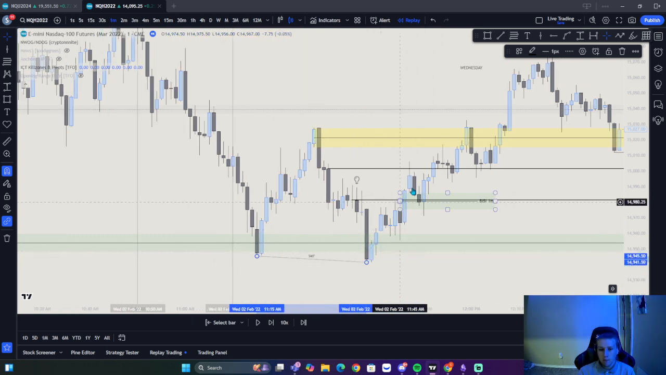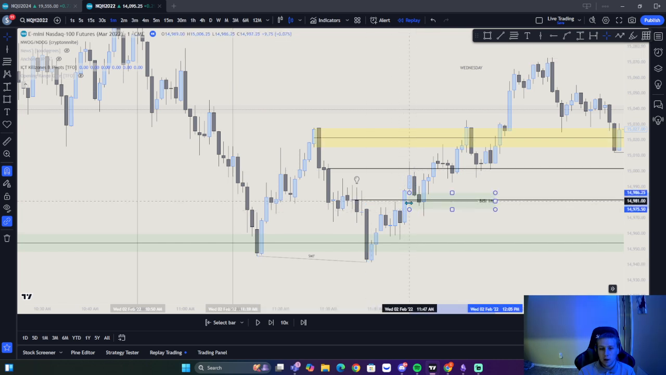Then what do we get here? Market structure shift. Was this inversion fair value gap? Notice how this array is now getting respected here. Then we get displacement higher. Then what do we get here? Beautifully traded into. What is this?